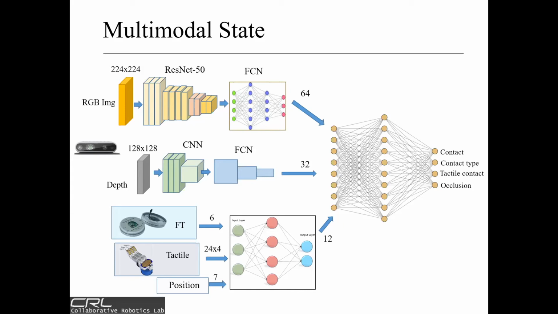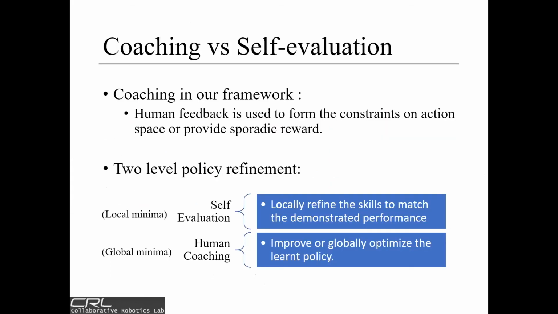So this entire network is trained in a self-supervised manner, so it doesn't need any human labels. It is done using a combination of heuristic and a random policy, which generates different types of contact, and the robot uses that to learn the parameters of the network.